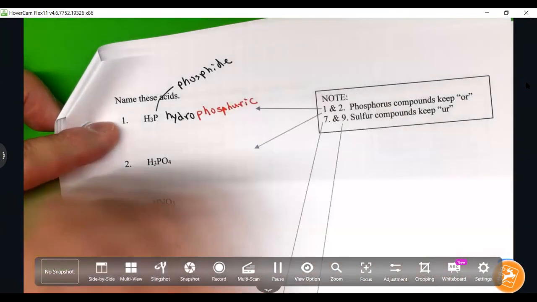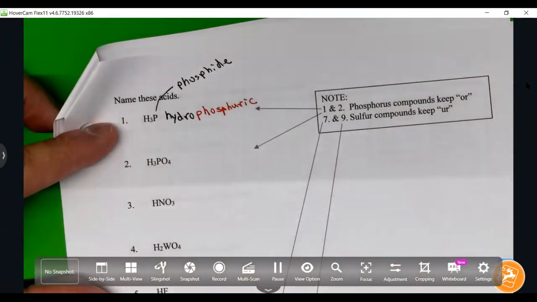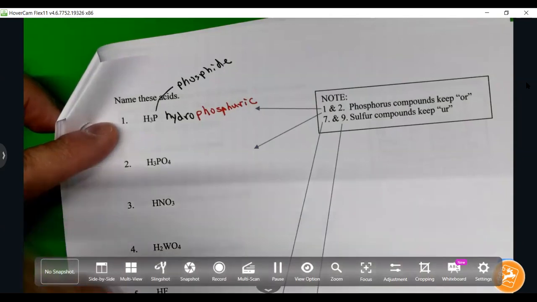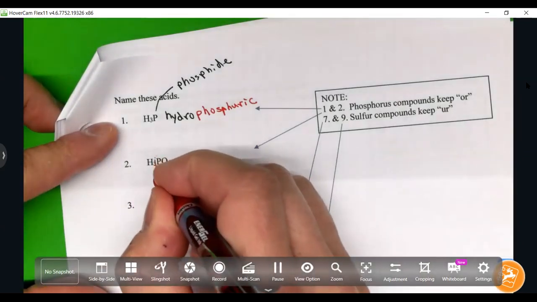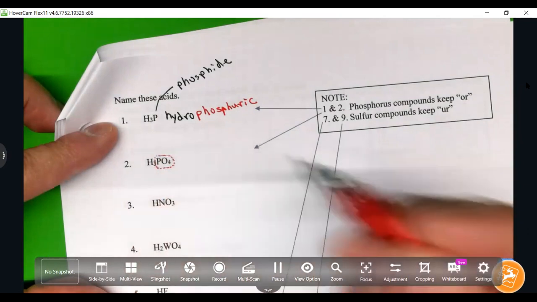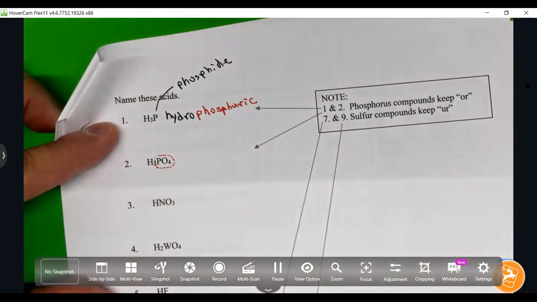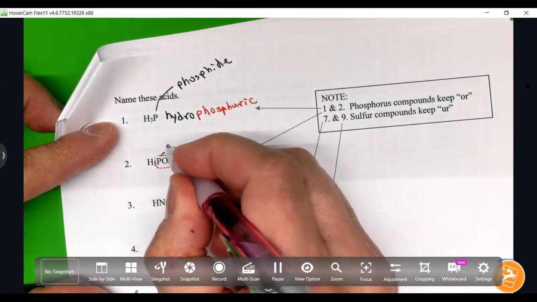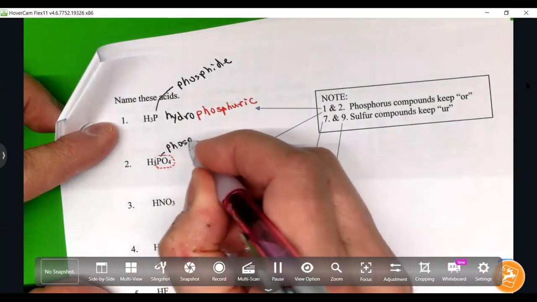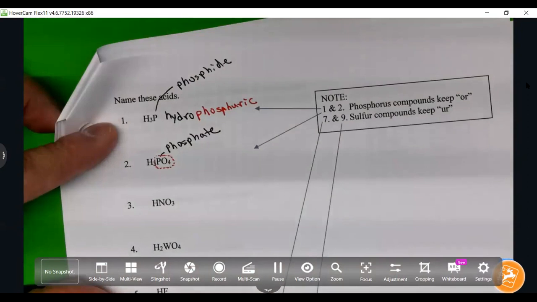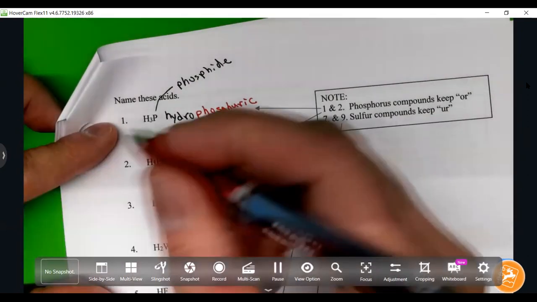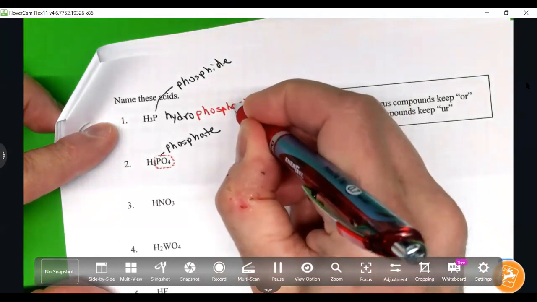Phosphoric. Did I spell that right? That doesn't look right. Where PO4 is phosphate. Oh, that's an O, that's why. This is an O.